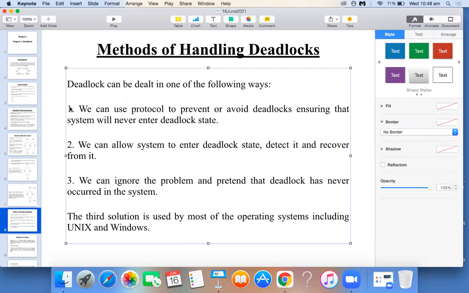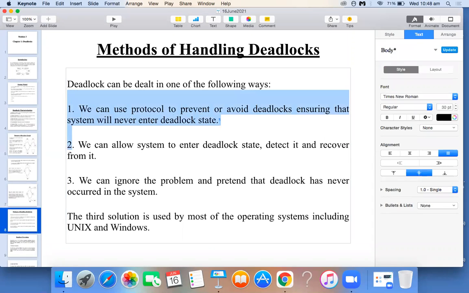So observe the first point. All these things we are learning in our chapter. We have certain protocols here which will try to prevent our system from entering the deadlock state. That is one method. Or we have certain protocols available for avoiding the deadlock from occurring in the system. That is what the first point says. So we can use the protocol to prevent or avoid the deadlock in a system.